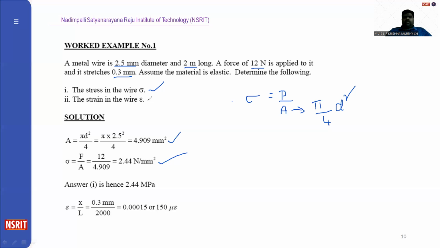We are also asked to find the strain. Strain is nothing but change in length by original length. The change in length is 0.3 mm, since it stretches only 0.3 mm, and the original length is 2 meters. I'll convert it into mm, so it is 2000. So 0.3 by 2000 is 0.00015, and strain does not have any unit. I hope it is easy.